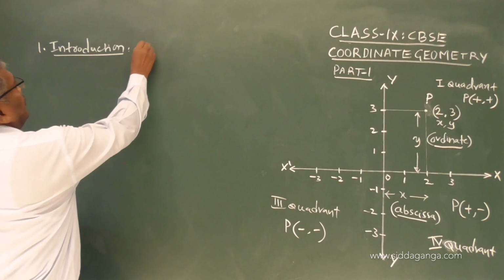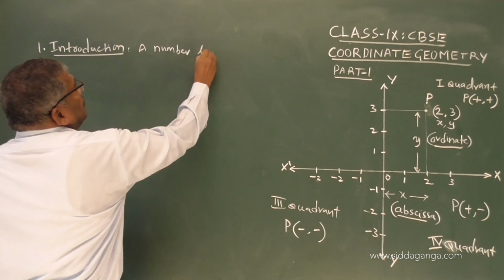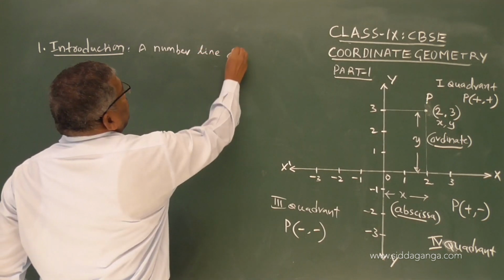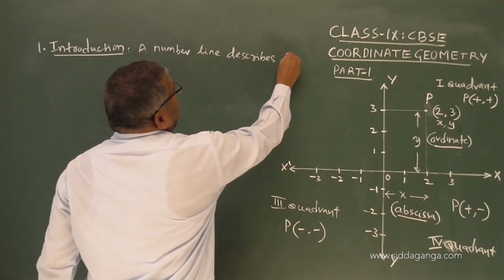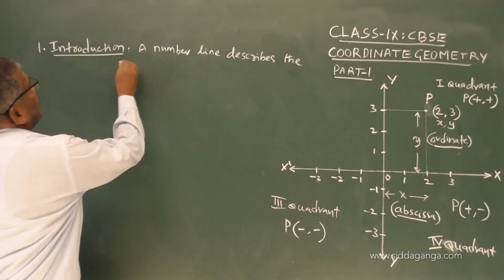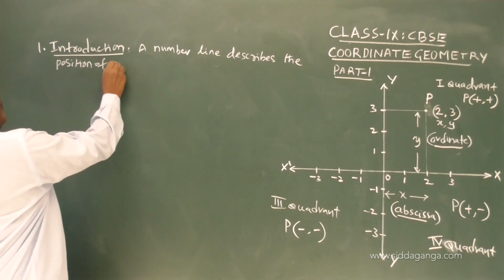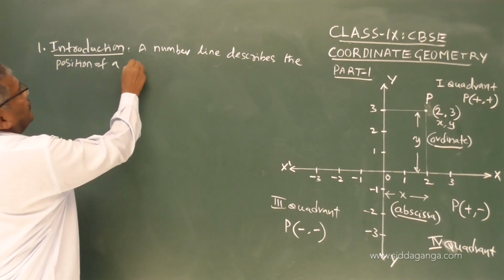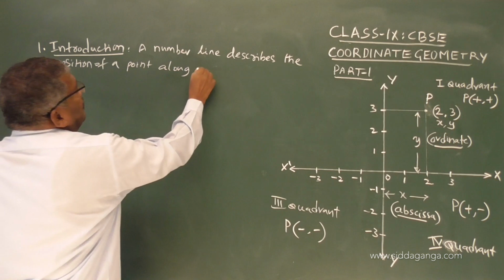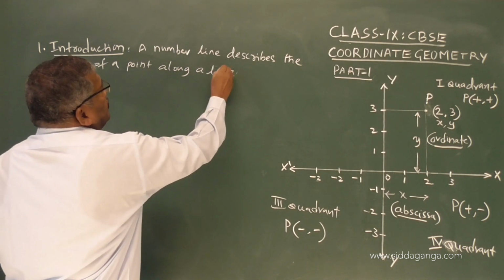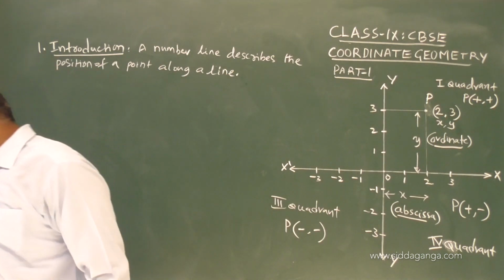A number line describes the position of a point along a line. So in a number line, only along a line we can locate a point.